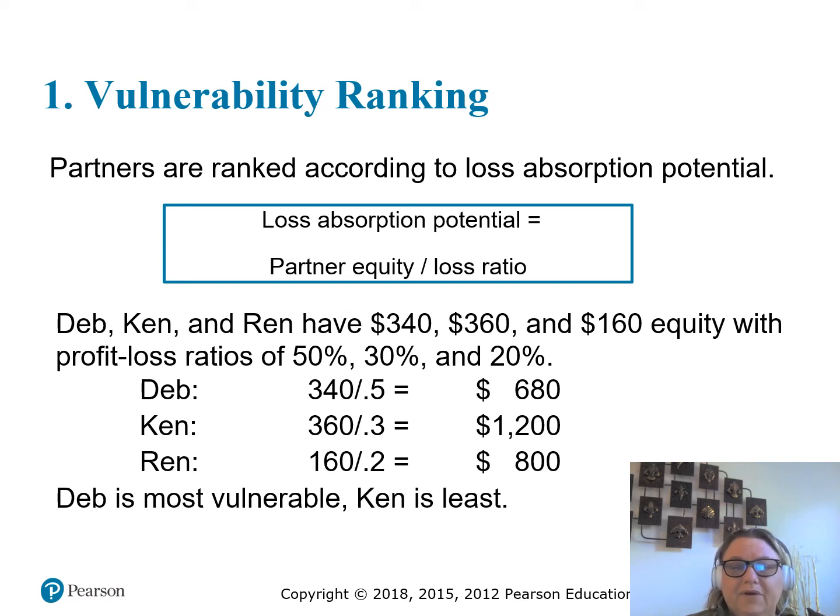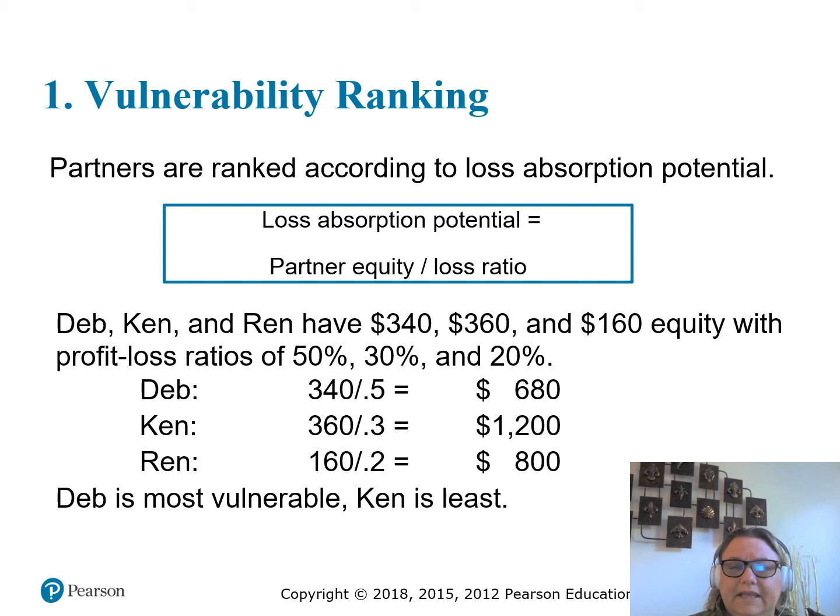So the thing that drives this ratio is their actual P&L ratios, or their ownership amounts, basically. So you actually have to have that amount. It also doesn't matter how much their equity is. You have to use the P&L ratio to gross up to find out who's actually vulnerable.